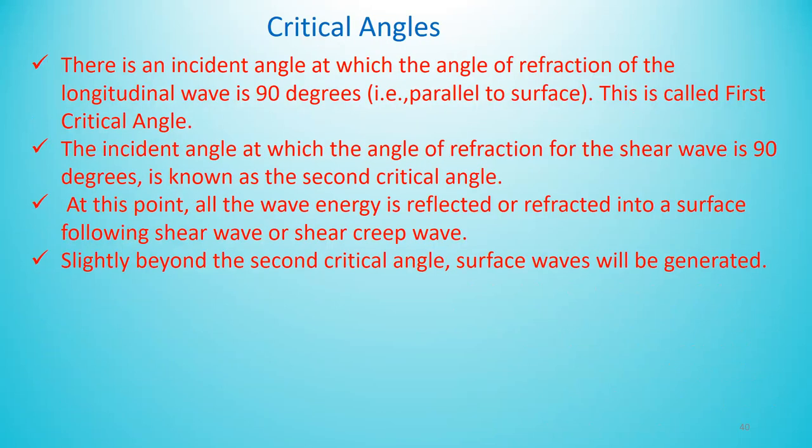So there is an incident angle at which the angle of refraction of the longitudinal wave is 90 degrees, parallel to the surface. This is called the first critical angle. The incident angle at which the angle of refraction for the shear wave is 90 degrees is the second critical angle, because the shear wave comes first and then comes the longitudinal wave. At this point, all the wave energy is reflected or refracted into the surface following the shear wave or shear creep wave. Slightly beyond the second critical angle, surface waves will generate.